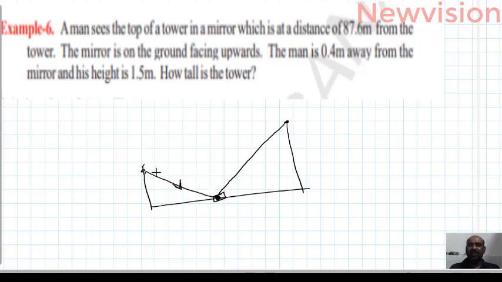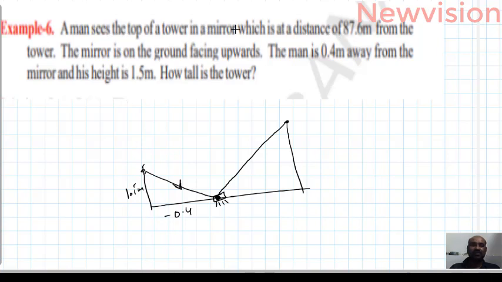He is observing the top of the tower in the mirror. The mirror is on the ground facing upwards. The man is 0.4 meter away from the mirror. This is 0.4 meters away from the mirror. His height is 1.5 meters.